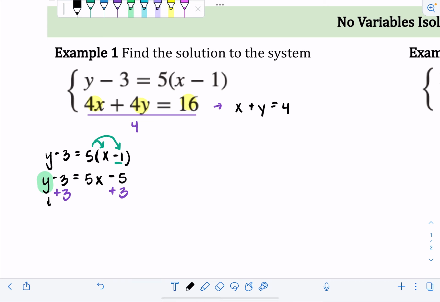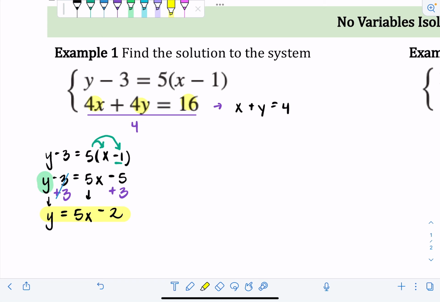I would bring down my y. Negative 3 plus 3 is 0, so that goes away. And then I bring down my equal sign, and then bring down my 5x. And then negative 5 plus 3. So if I start at negative 5, picture a number line, and I go up 3, it brings me up to negative 2. So y equals 5x minus 2. So now I have a variable isolated.